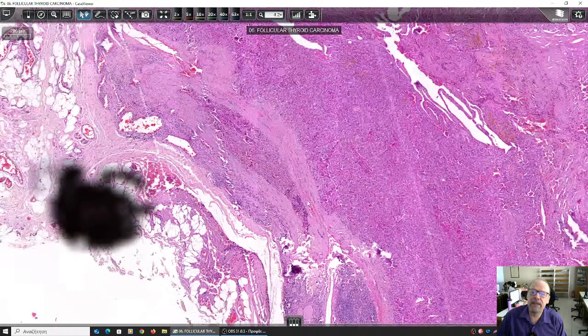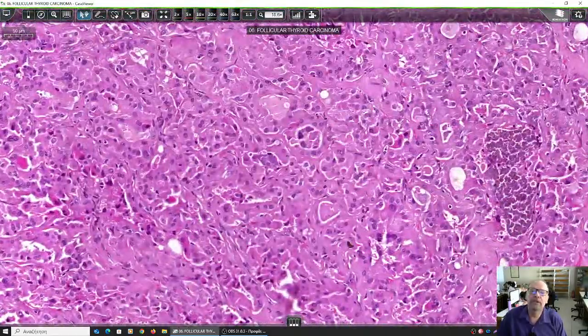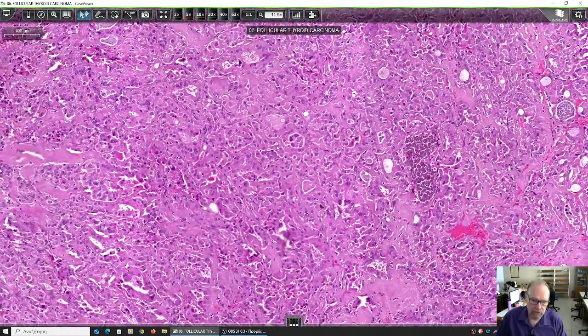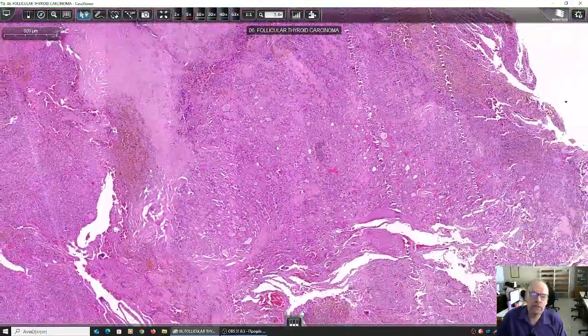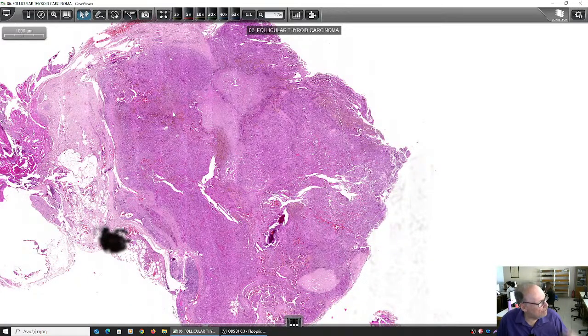So when we see this invasion in a tumor with follicular differentiation, here are the follicles, no signs of nuclei of papillary carcinoma, so this is follicular cancer. Which are the two types of well-differentiated thyroid carcinomas? Papillary carcinoma and follicular carcinoma. They both have signs of differentiation from the follicular epithelial cells, and they both express thyroglobulin immunohistochemically.